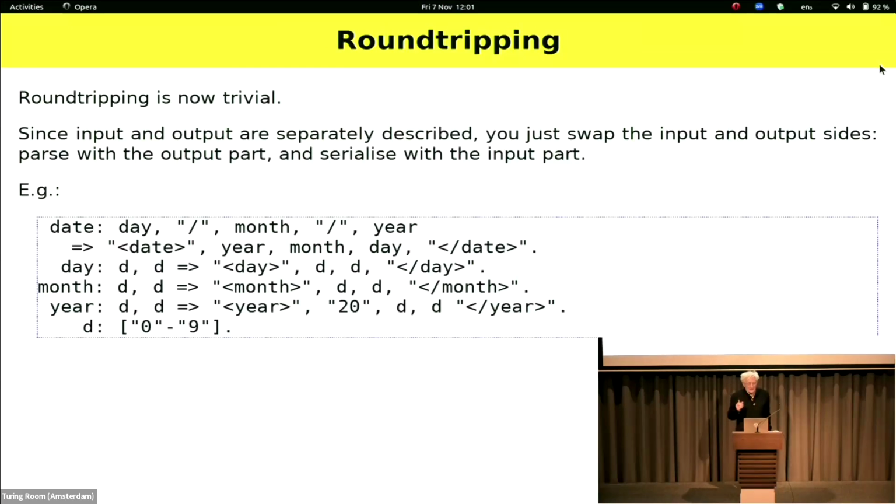So the interesting thing about this is that round tripping now becomes trivial. We don't have to do any rule transformations anymore, because we have both the input form and the output form as separate things. And so if we want to round trip, then we just swap them around the other way. We use the output as the input and the input as the output. So in other words, it becomes much easier than with ixml, because you don't have to transform the rules anymore. It's just all there ready for you, because it describes both the input and the output separately.